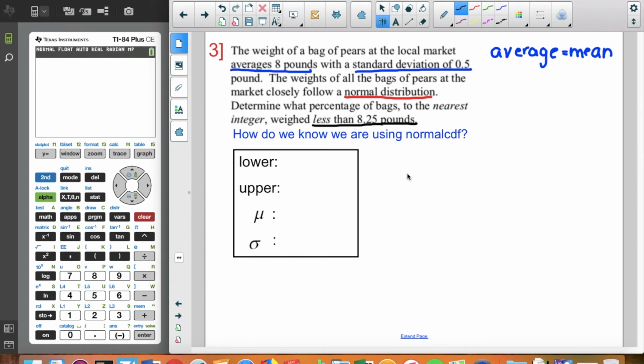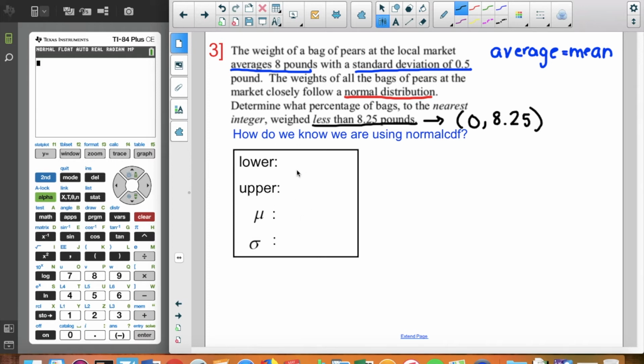Now, we're not given an interval. It doesn't say between these two numbers, but it does give us an upper, and it is kind of giving us a lower one as well. Think about it. We're talking about bags of pears. The lowest a bag of pears can weigh is 0 pounds. That means you have no pears. So here, our interval is actually 0, 8.25, because anything less than 8.25 is in this interval. We can't go below 0 because we're talking about weight.